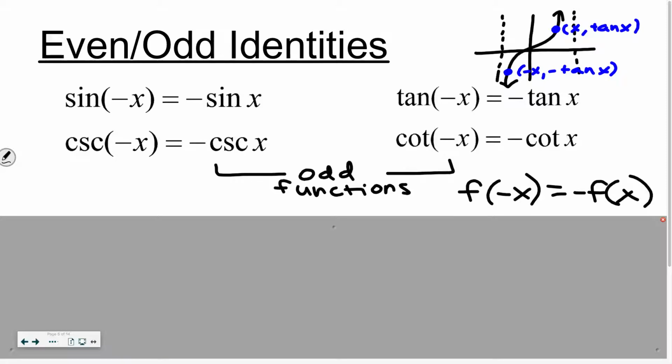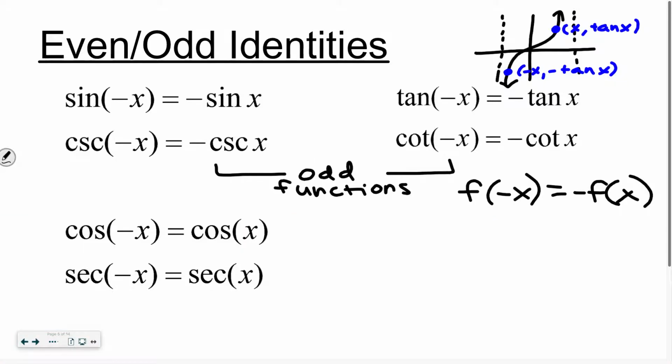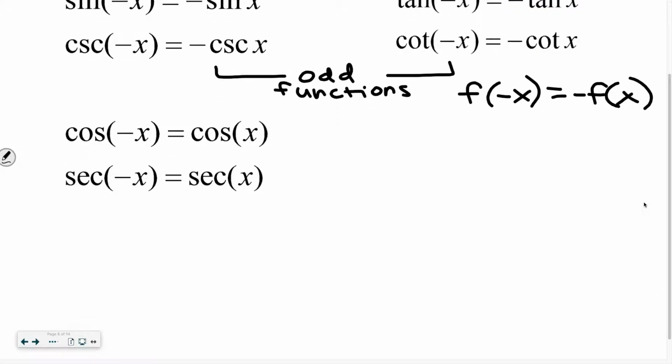Cosine is not odd, it's even. Does anybody remember what even functions are symmetric to? Odd functions are symmetric to the origin. Even functions are symmetric to the y-axis. Yep. Good. Thanks, Liam. You're welcome.